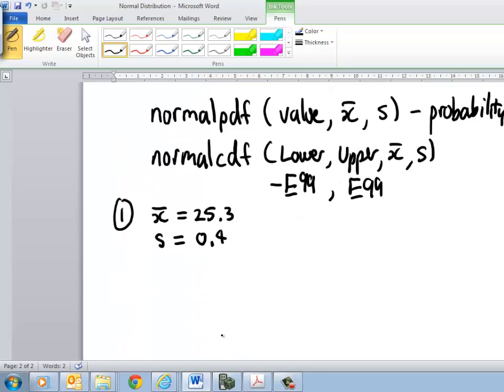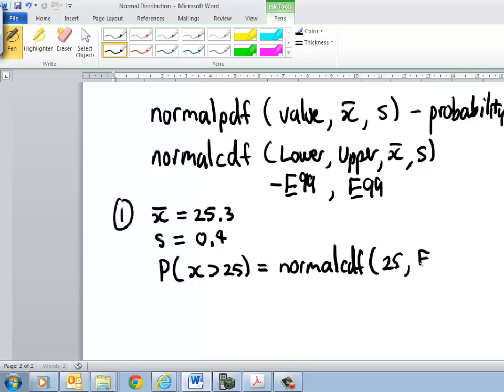So the setting out that you need to show is in fact the following. The probability that x is greater than 25 millimeters, alright, so that's going to be equal to the normal CDF. Okay, put our lower value down there, which is 25. We don't have an upper value, so we'll use e to the 99. Our mean is in fact 25.3. Our standard deviation is 0.4. So this is where we go to our calculator.